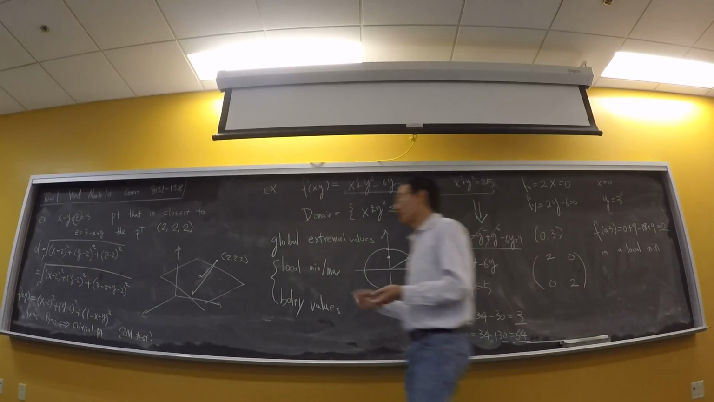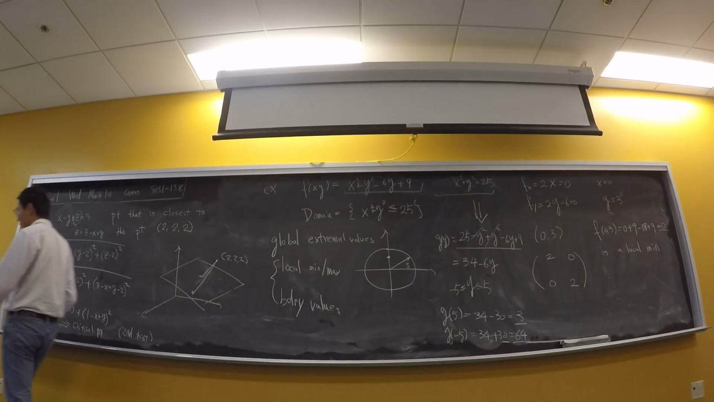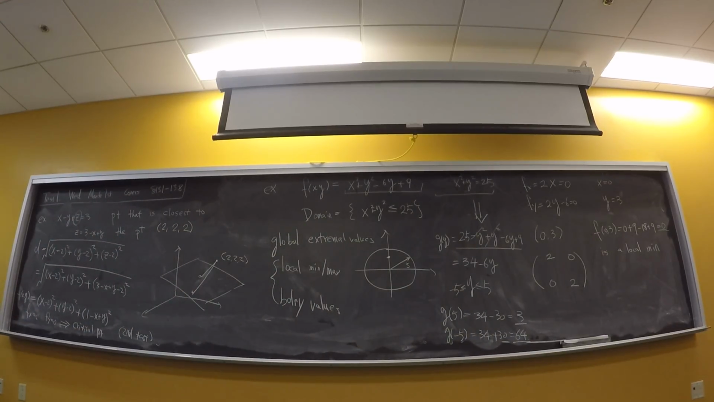So when you have a boundary, the only complication is that you need to not only find all the critical points, but also find the boundary values.